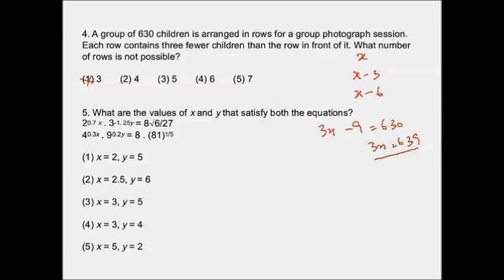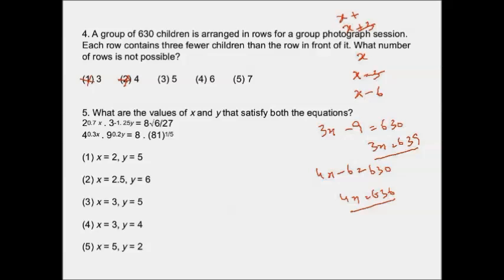Now had there been 4 rows, so rather than taking a row over here, let us take a row above x, and suppose that row contains x plus 3 students. So that this 3 and 3 will get cancelled out. We have got 4x minus 6 is equal to 630, and this gives us 636 should be a multiple of 4, which again it is. So option 2 also cannot be the answer.